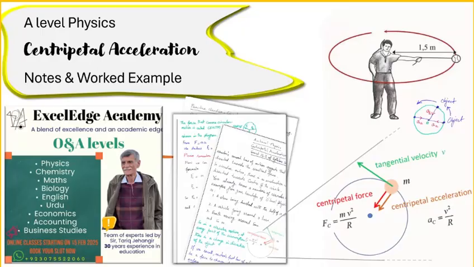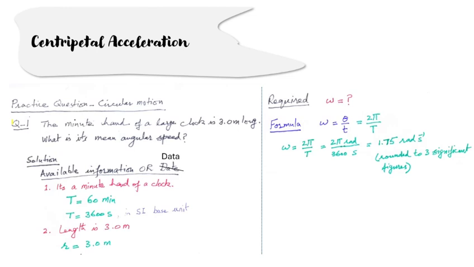To solve this question, I would recommend that whenever you want to solve a numerical, you must note down the available information, which is also called the data. Also, the formula that would be used in the solution must immediately jump into your mind. So, if I have to note down the data, number one, it's a minute hand of a clock, so its period will be 60 minutes, which is also equal to 3600 seconds.